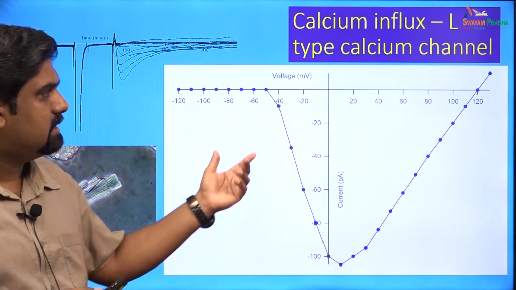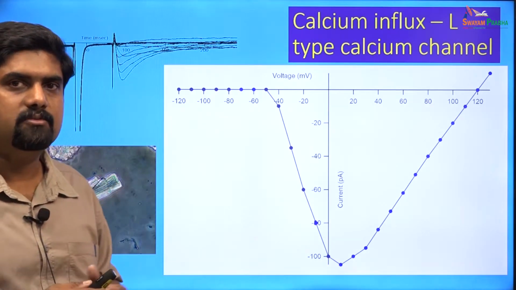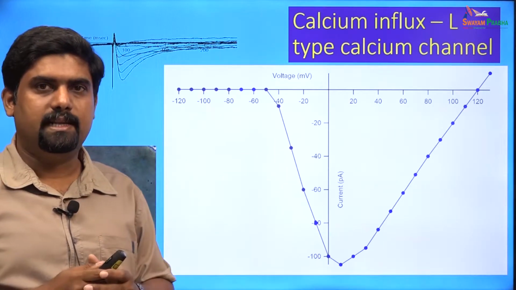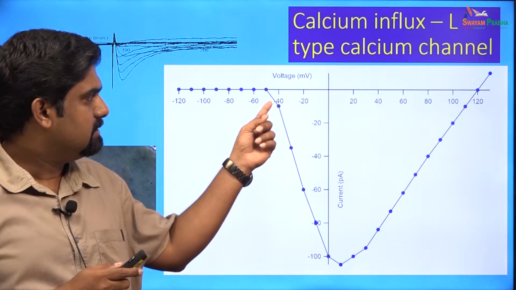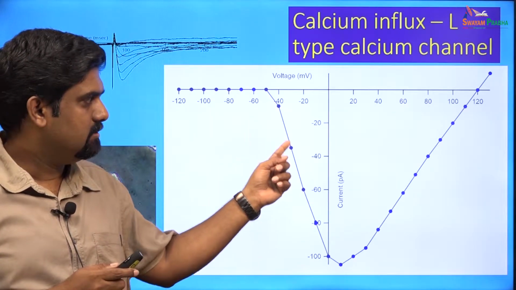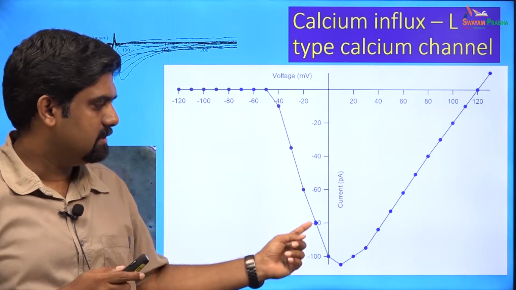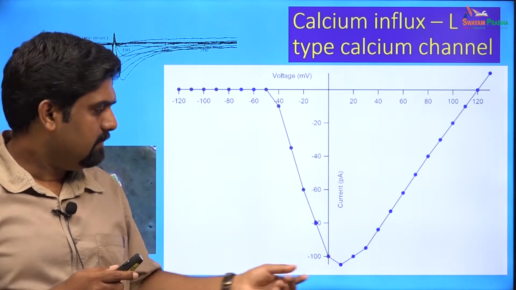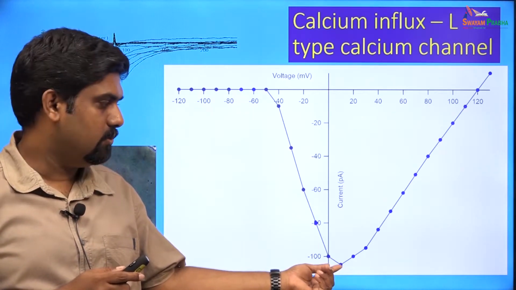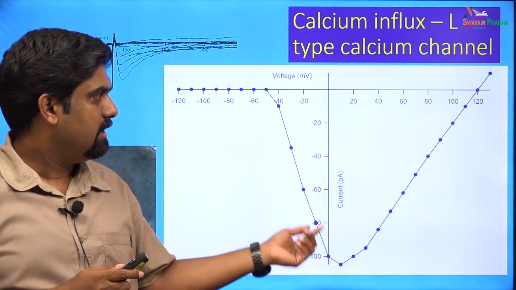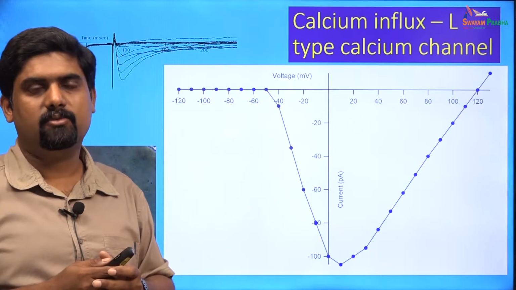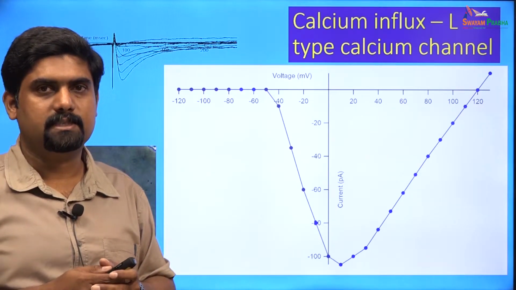In this picture we can see the current voltage relationship or the IV curve for the calcium current that is passed through the L-type calcium channel. We can see that the channel opens at about minus 40 millivolts, and with more depolarizing voltages the magnitude of the current increased. It reached a peak at about 0 millivolts. So these channels open at a more positive potential, and therefore these channels are also known as high voltage activated calcium channels.